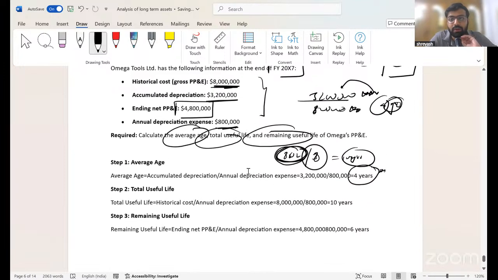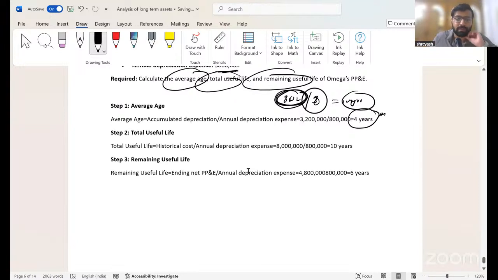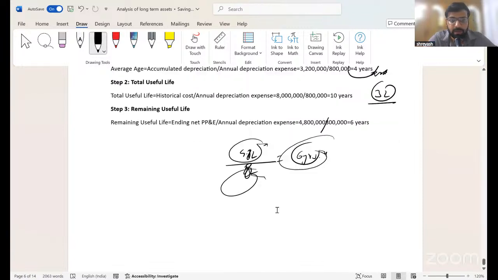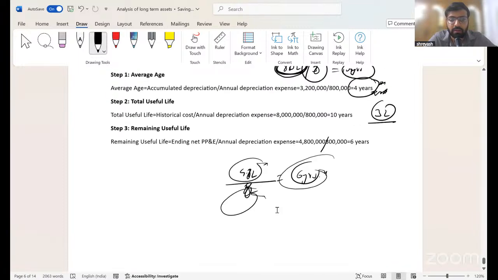And remaining useful life, how do I calculate? Remaining useful life is very simple. What was your ending net PPE? Basically, what was your closing PPE at the end of 2017? Sir, it was 48 lakhs. I divide by my annual depreciation, which is 8 lakhs. I will get 6 years as my remaining useful life. Because 4 years I've already passed. I have charged depreciation worth 4 years, 32 lakhs so far, and 48 lakhs is yet to be charged. I divide by 8, I get 6 years. And that's how you calculate these different metrics of average age, total useful life, and remaining useful life.